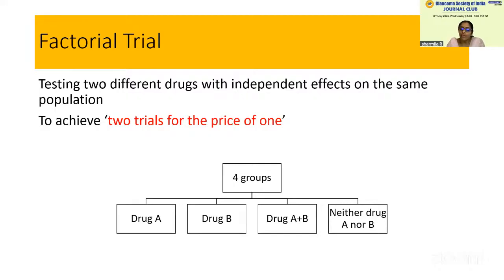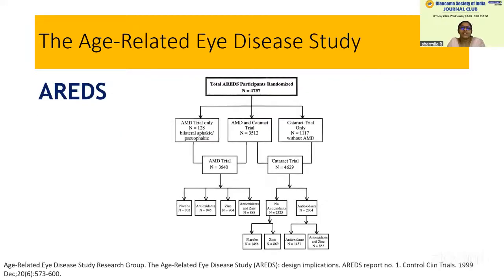So you have four groups. One is drug A, one is drug B. Then you have one group which has both drug A and drug B. And you have the fourth group which does not have either drug A or drug B, which is mostly a placebo group. This is with a simple example of the Age-Related Eye Disease Study.